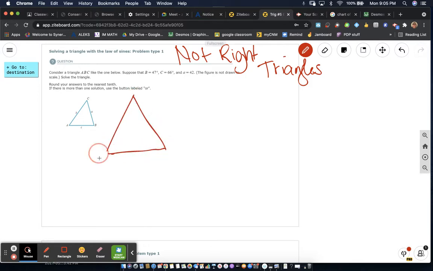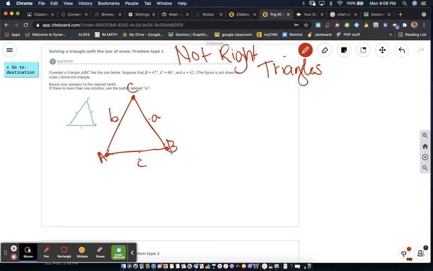Okay, look, capital A, capital B, capital C. Those are the names of the vertices. Speak English, Miss Baca. Okay. The opposite side of A is little a. The opposite side of C is little c. The opposite side of B is little b.